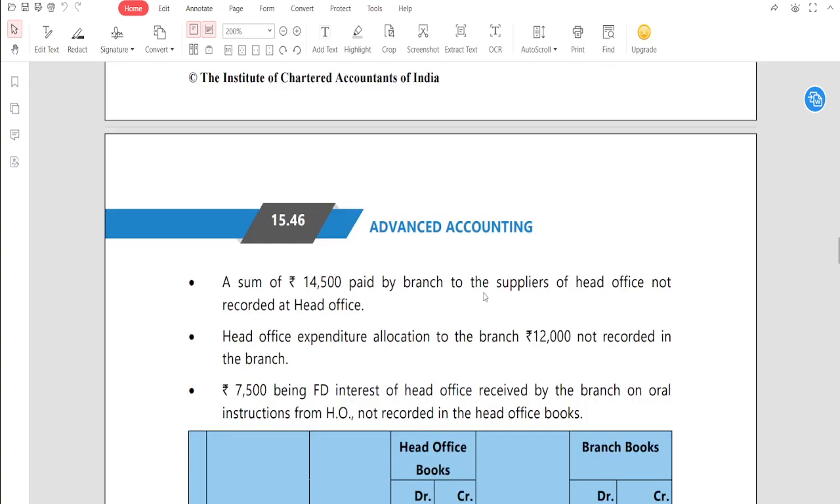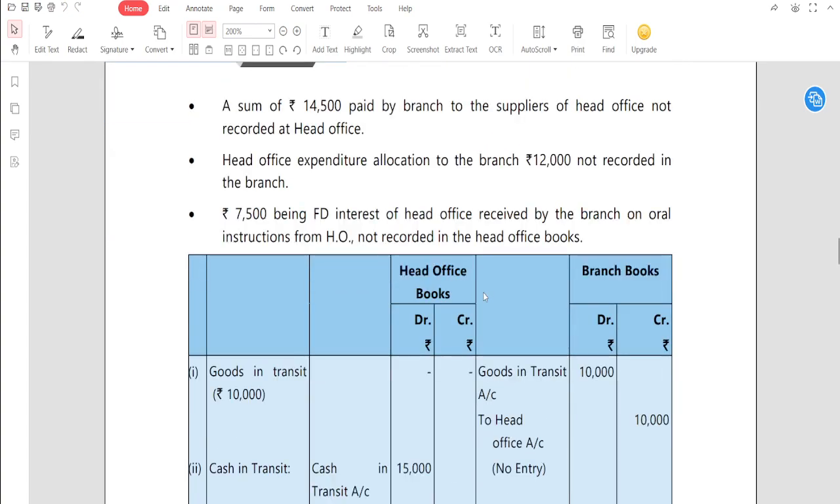That is done, sir. Next, head office expenditure allocation to the branch is 12,000, not recorded in the branch. HO expenses allocation to the branch of rupees 12,000, not recorded in the branch books.